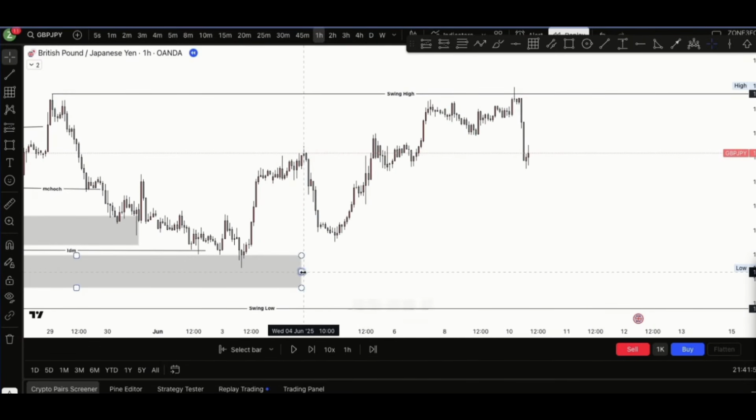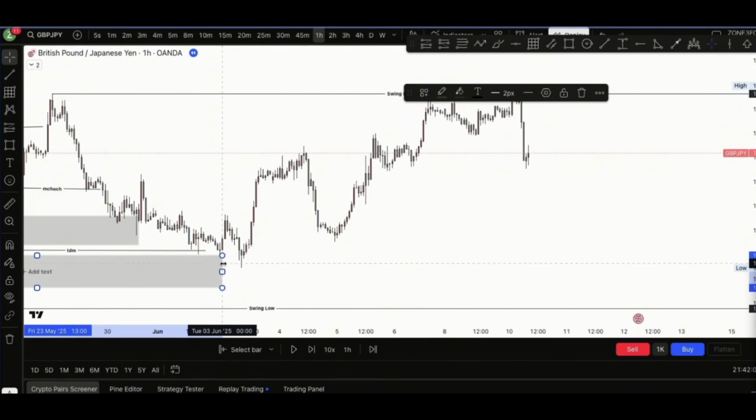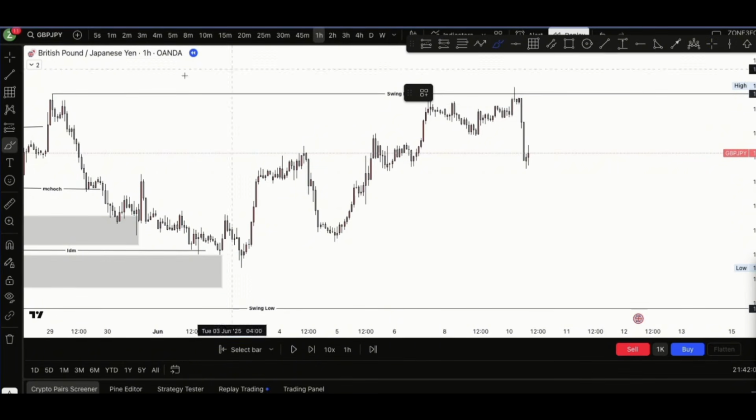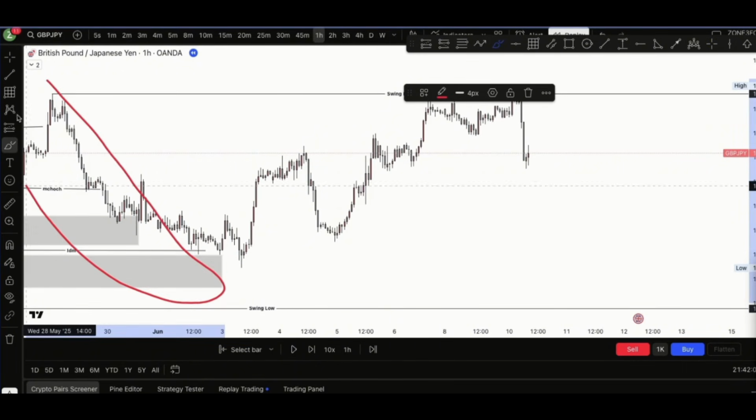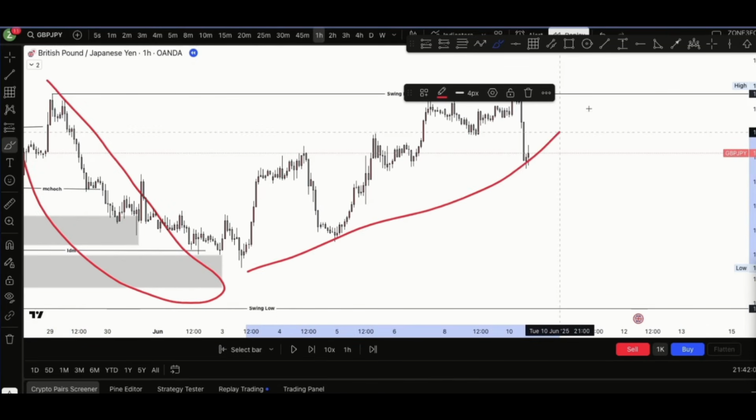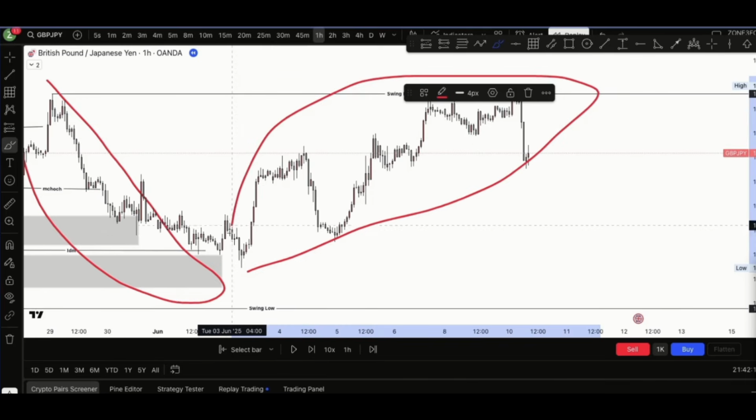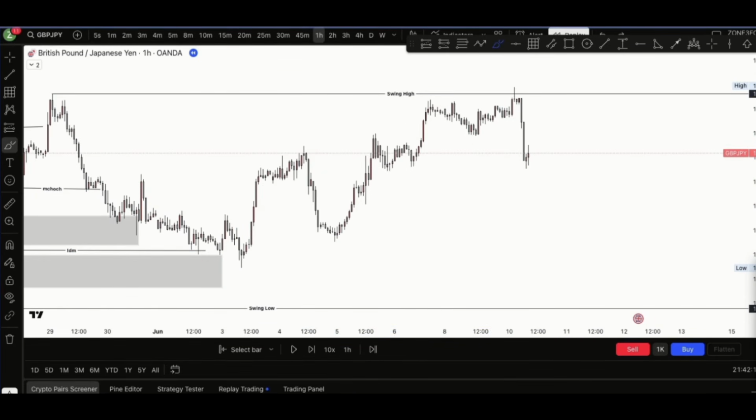This zone has already been activated. So now we don't need this one again. Whatever happened here, we don't need it. We are now going to base our trading on this. So let's continue. Look at something here.